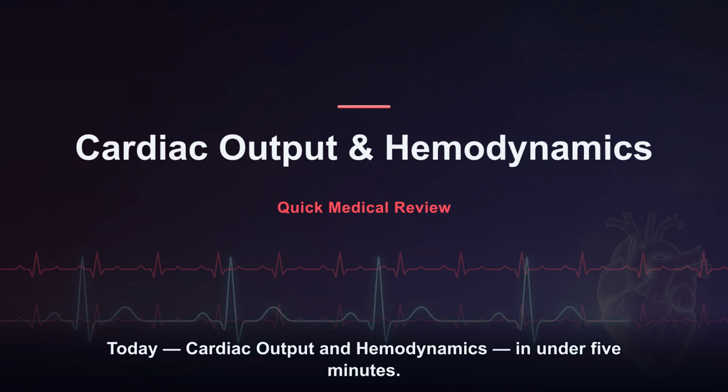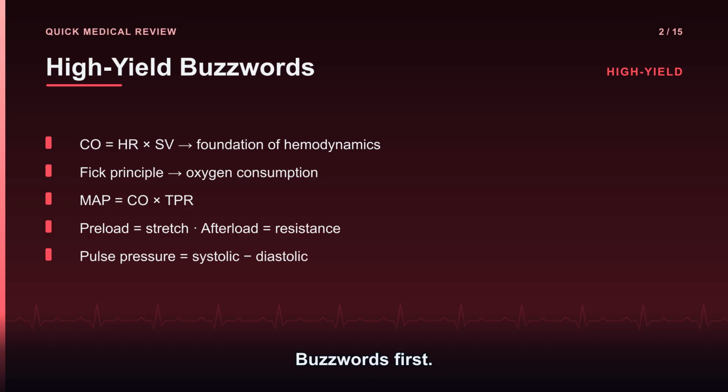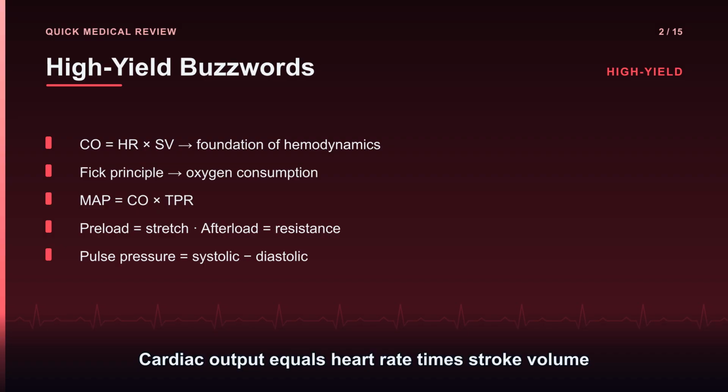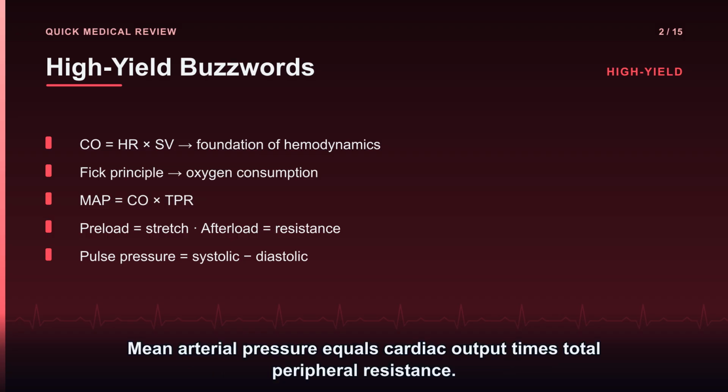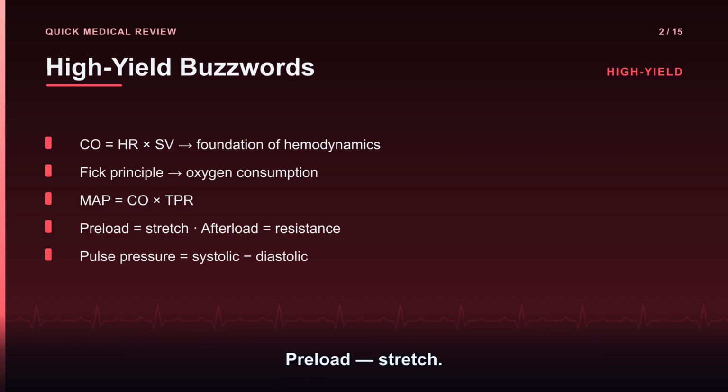Today, cardiac output and hemodynamics in under 5 minutes. Let's go. Buzzwords first. Cardiac output equals heart rate times stroke volume. That is the foundation of hemodynamics. Fick principle, think oxygen consumption. Mean arterial pressure equals cardiac output times total peripheral resistance. Preload stretch. Afterload resistance. Pulse pressure systolic minus diastolic.